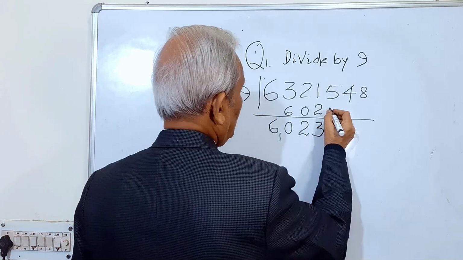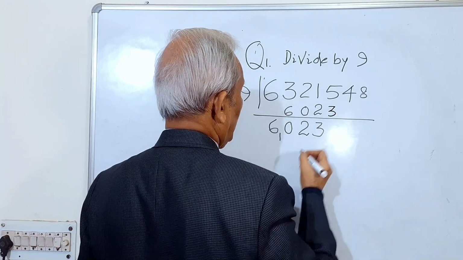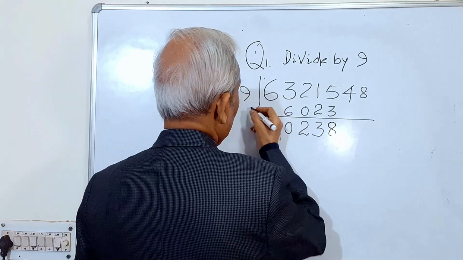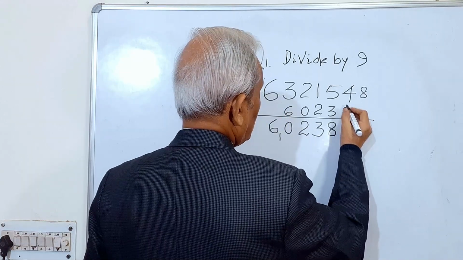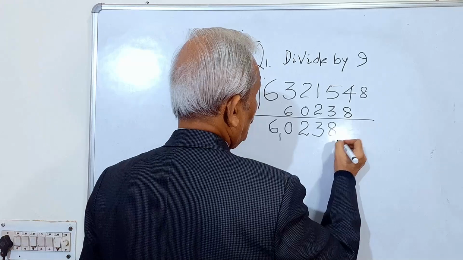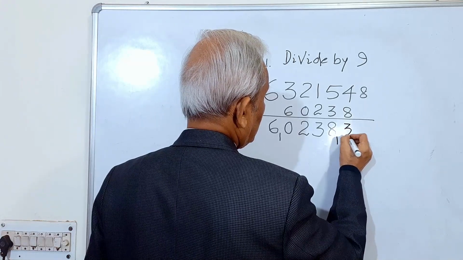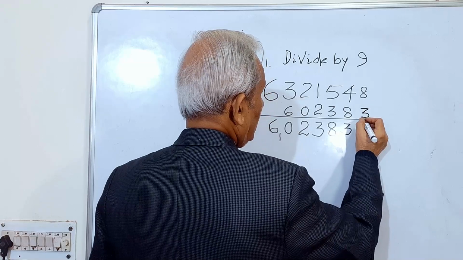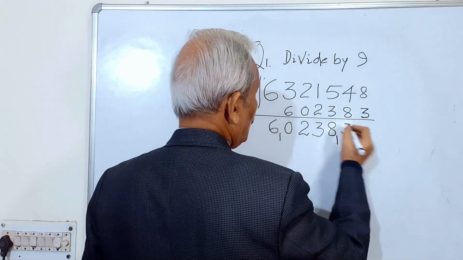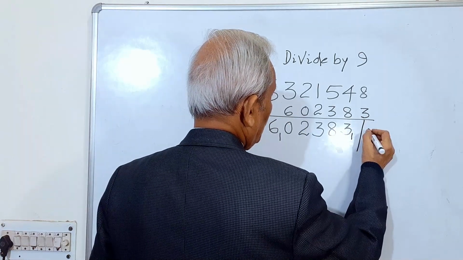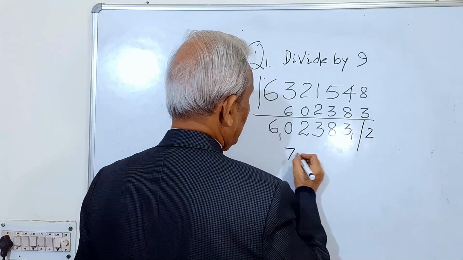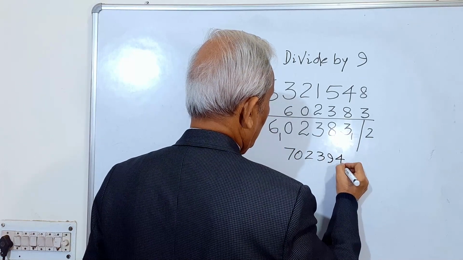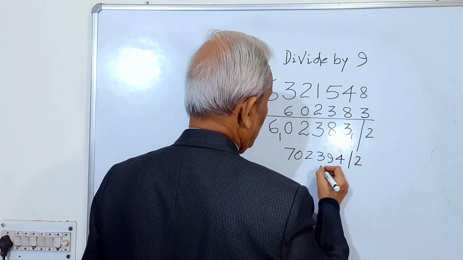3 into 1, 3. Right here 3. 5 plus 3, 8. 9 does not go into it. So I put it as it is, 8. 8 into 1, 8. 8 here. 8 plus 4, 12. 9 goes one time into it. What's remaining? 12 minus 9 is 3. 3 into 1, 3. 3 here. 8 plus 3 is 11. 9 goes one time into it. What's remaining? 2. So the answer is 7, 0, 2, 3, 9, 4 quotient and 2 is the remainder.